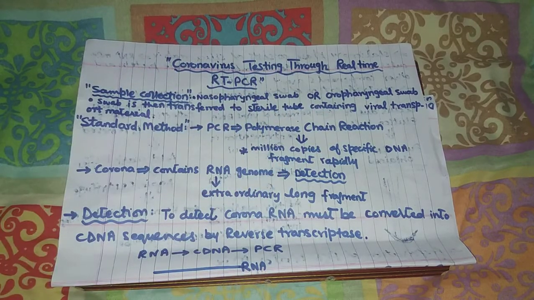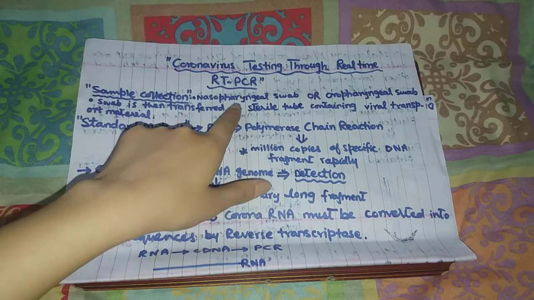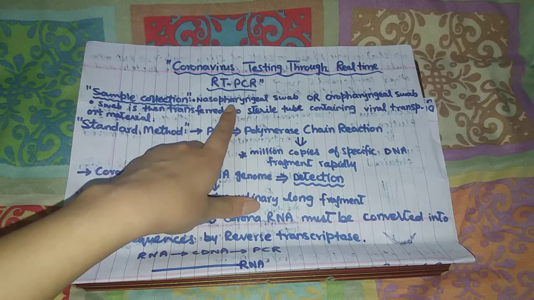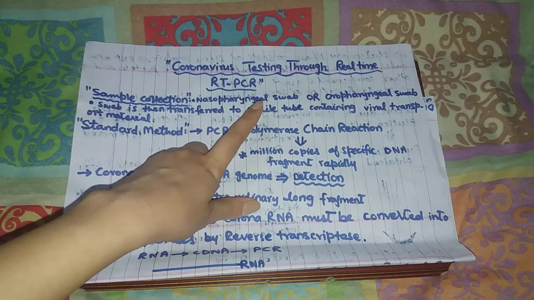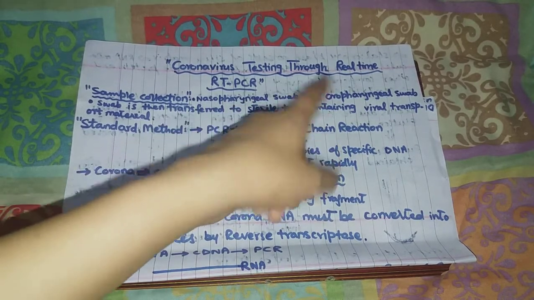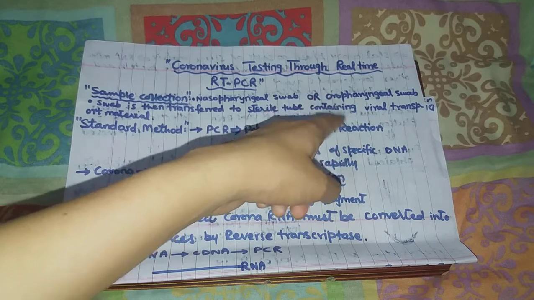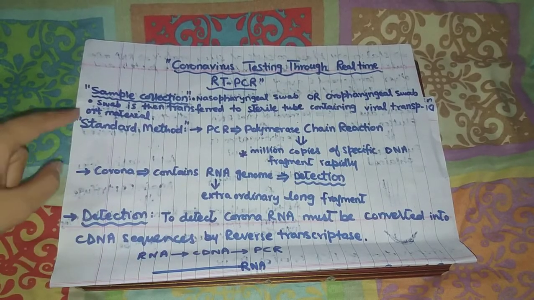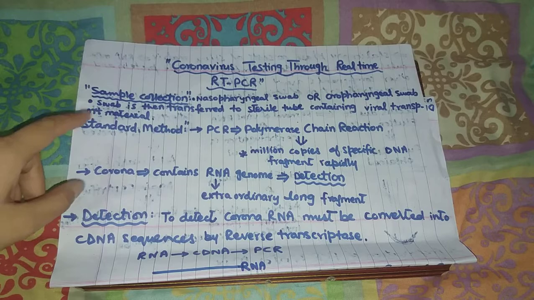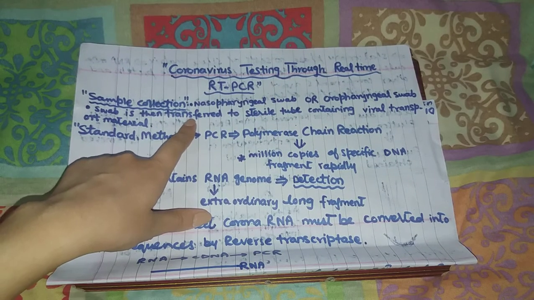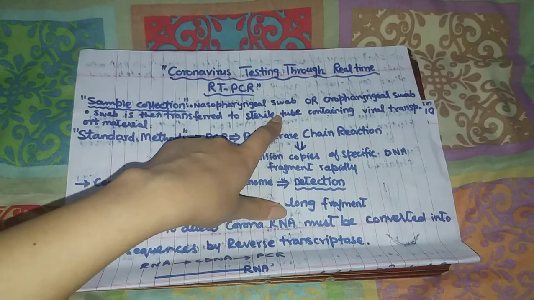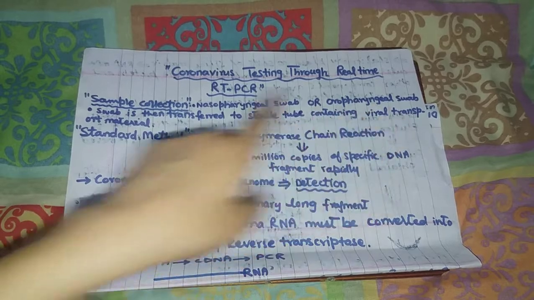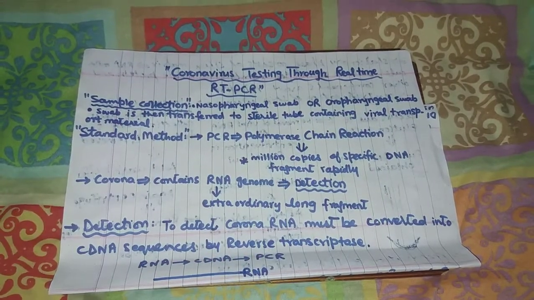We put the swab inside the nasal tract or the oral tract, and we rub it against the walls of the nasal cavity, or in the case of the oral cavity, when we are talking about oropharyngeal. After taking that swab out, we immediately transfer it into a sterile tube which already contains a viral transport material.